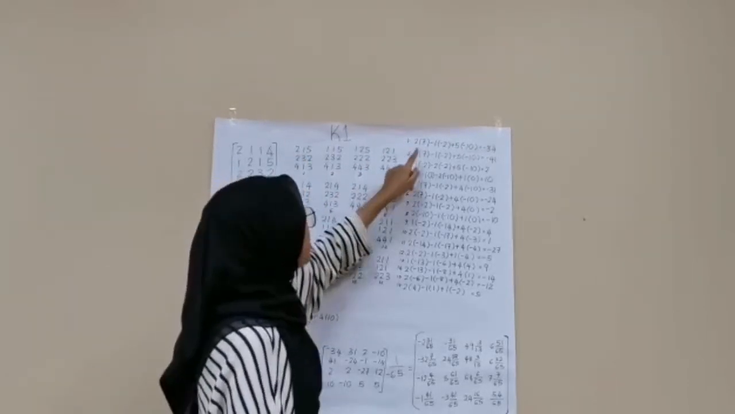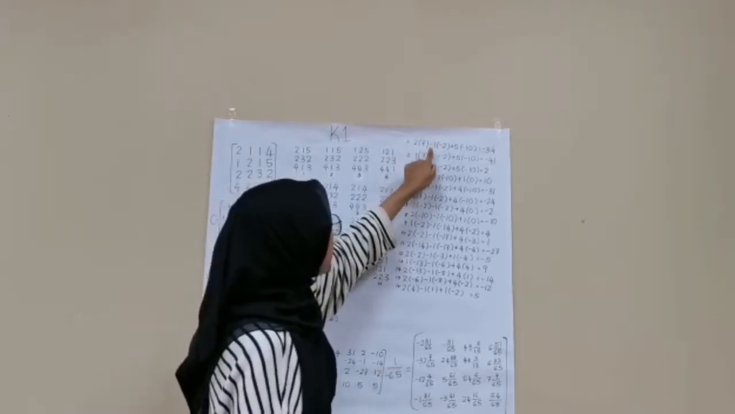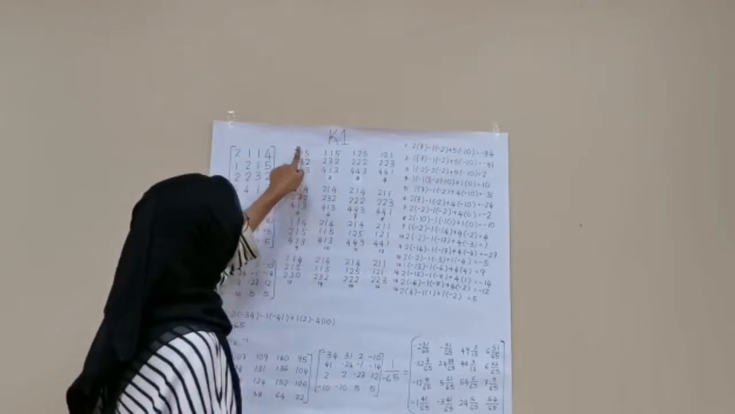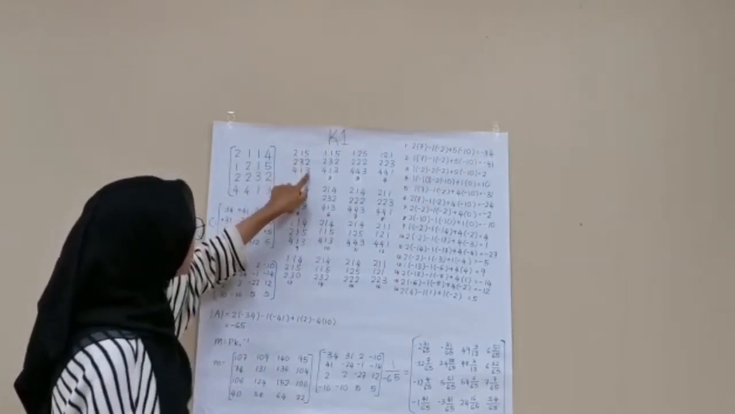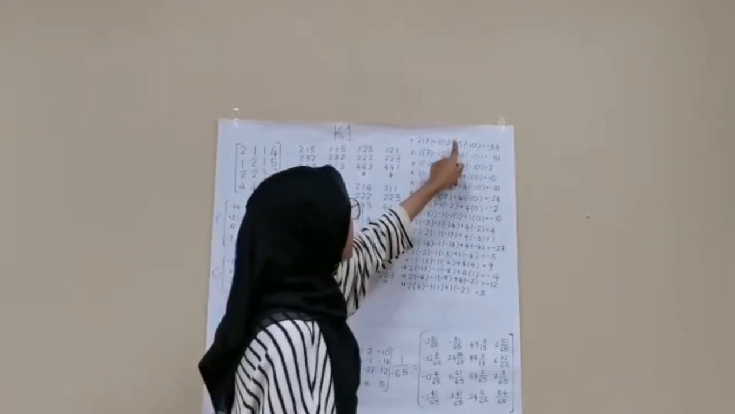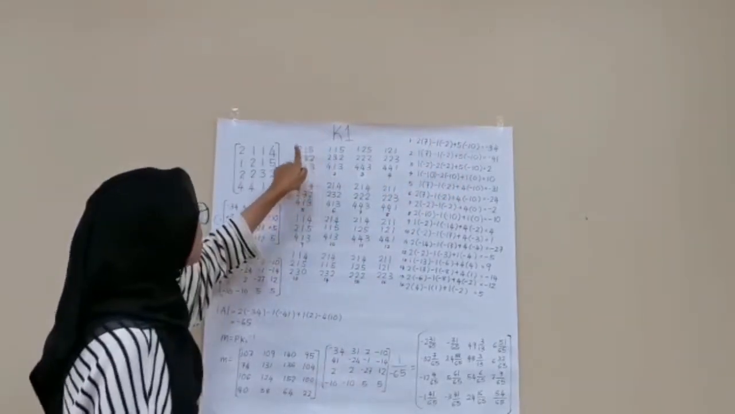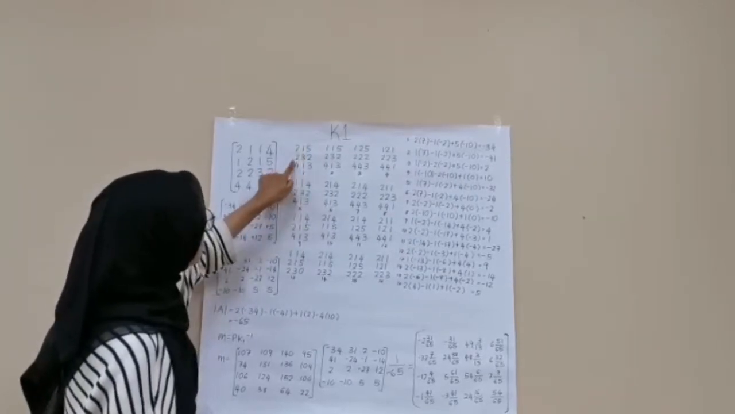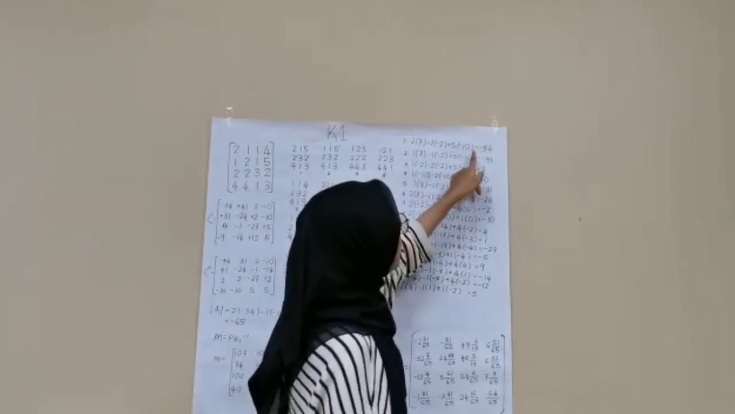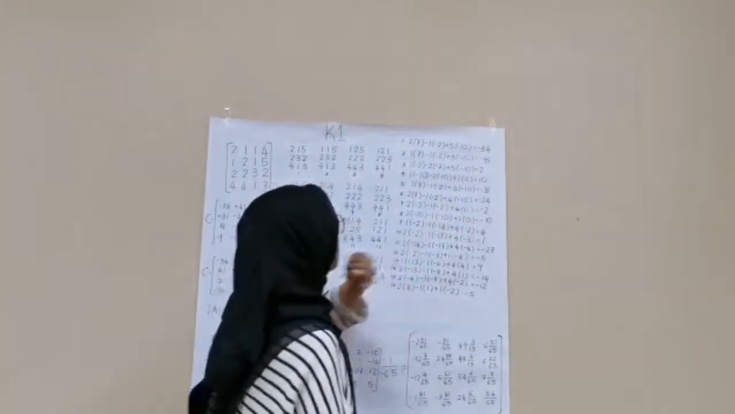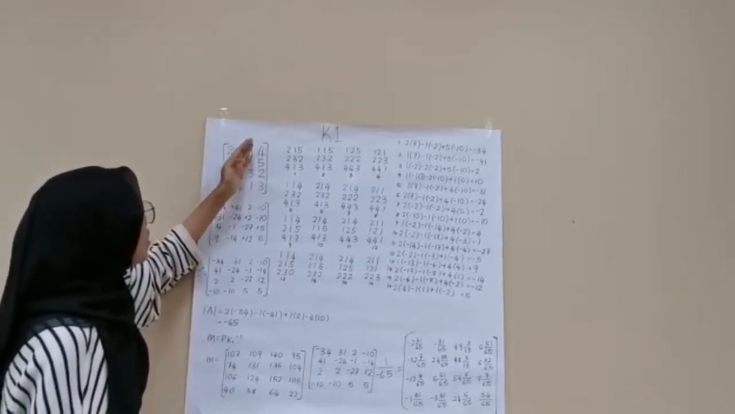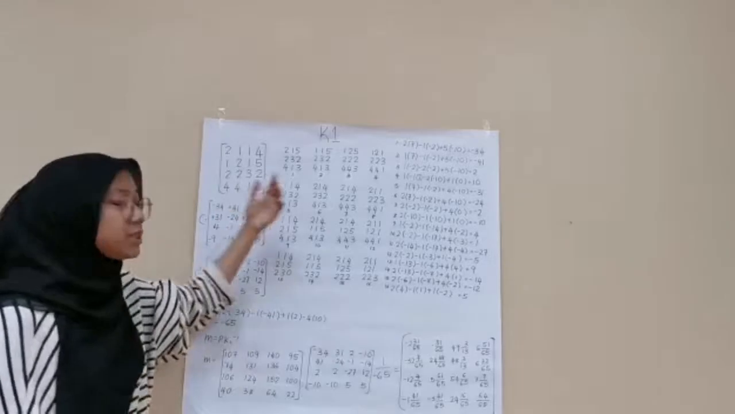As we know that the signs are plus, minus, and plus, so the next one is minus 1 times 2, 2 times 3 minus 2 times 4, which is equal to negative 2, plus 5 times 2, 2 times 1 minus 3 times 4, which is equal to negative 10, and we get negative 4. So for the next 1, 2, 1, 3, 1, 4, 2, 1, the process is just the same.